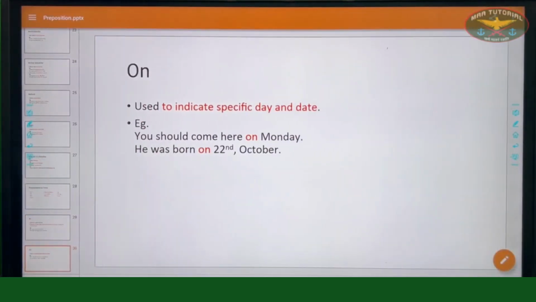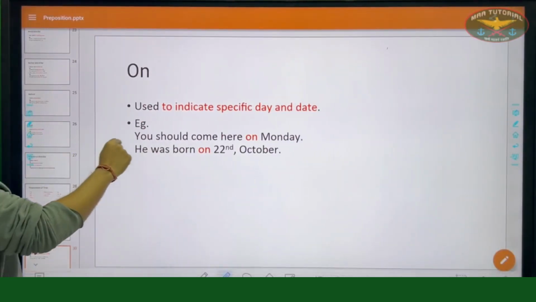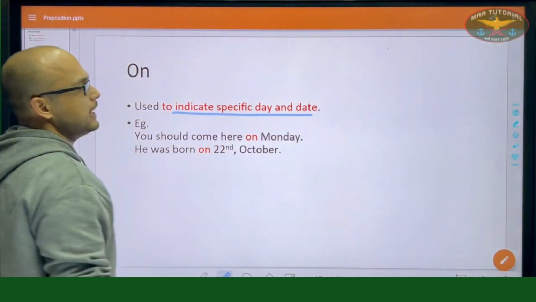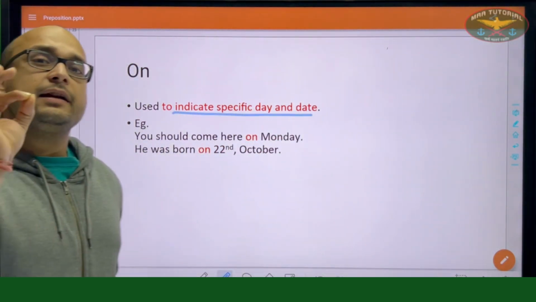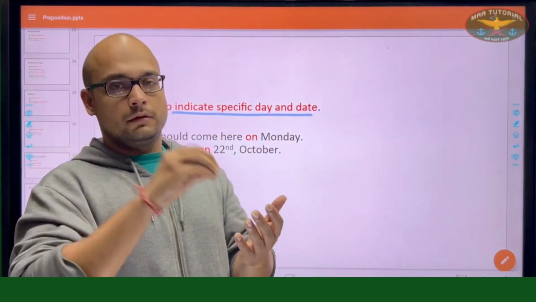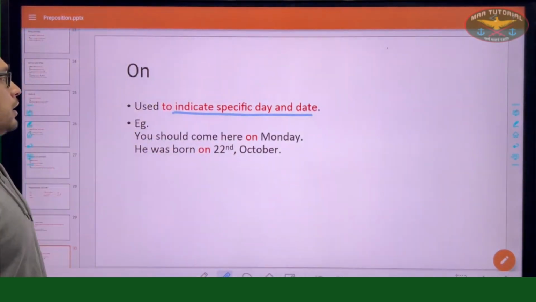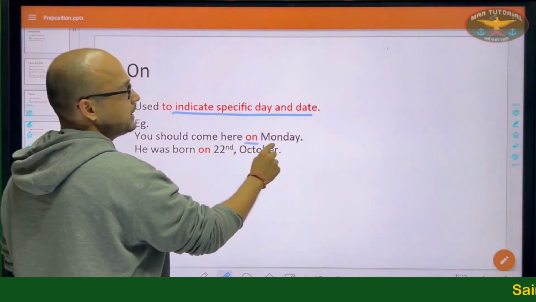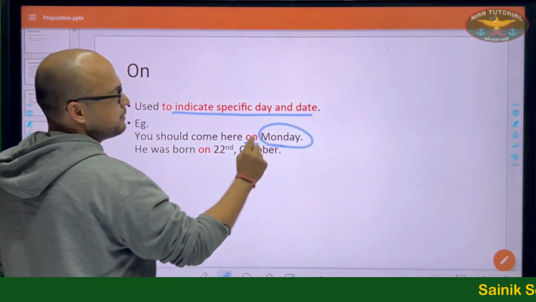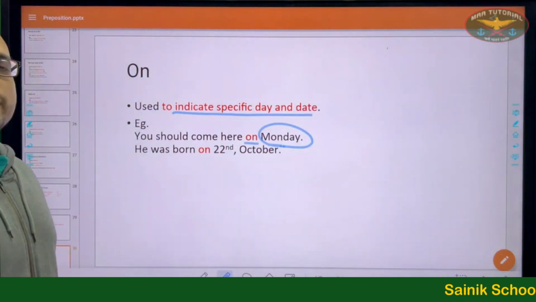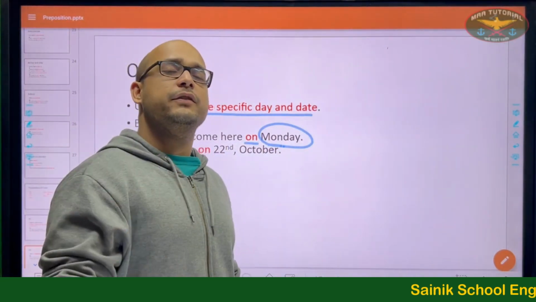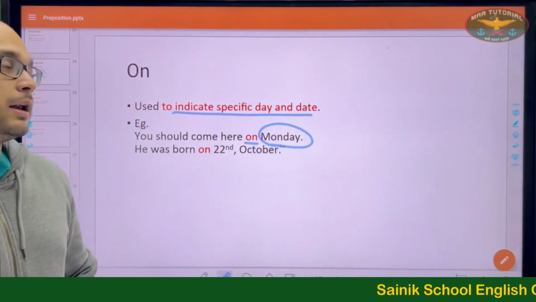Our next preposition is on. Now, to indicate a specific day or date, if you want to indicate a specific day and date, then we use the word on. You should come here on Monday. So this is a day, a specific day, Monday. So on Monday, on Tuesday, on Wednesday, on Thursday, on Friday, on Saturday, on Sunday.